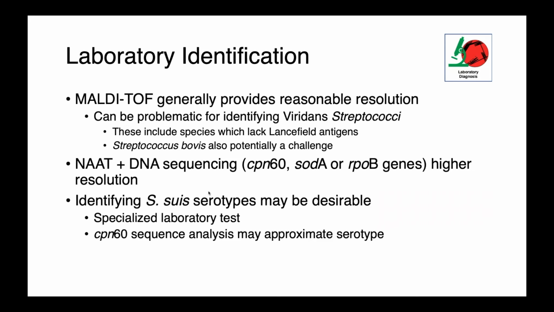These include species which lack the Lancefield antigen, so you won't have any agglutination reaction, and Streptococcus bovis can also potentially pose a challenge for MALDI. Nucleic acid amplification tests, plus sequencing, so the cpn60 gene, sodA or rpoB, provide higher resolution. And then strain typing in the case of a Strep suis infection may also be desirable. This is a specialized laboratory test, which may need to be referred out from most diagnostic labs.